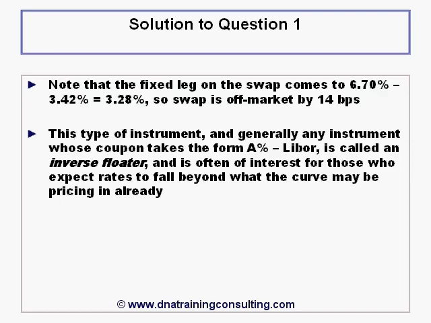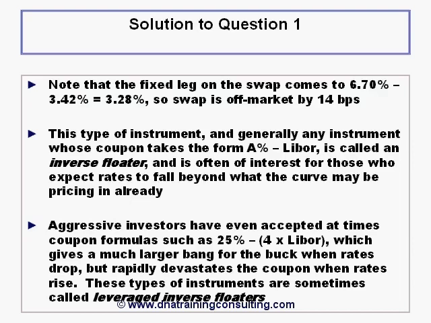The more aggressive investors have even been tempted at times with coupon formulas such as 25% minus 4 times LIBOR, which gives a much larger bang for the buck when rates drop, but rapidly devastates the coupon when rates rise. These types of instruments are sometimes called leveraged inverse floaters. The next quiz question will focus on a very important property of inverse floaters.